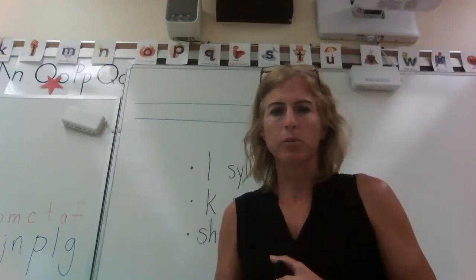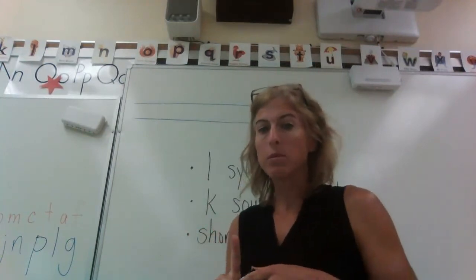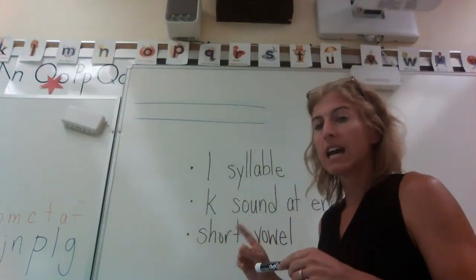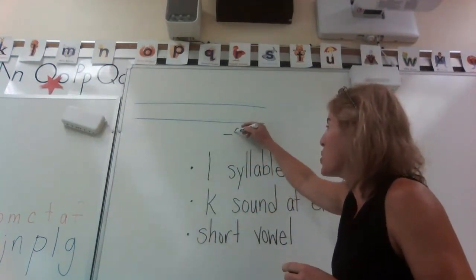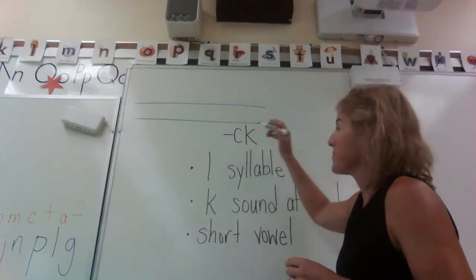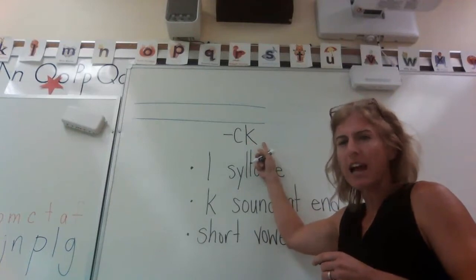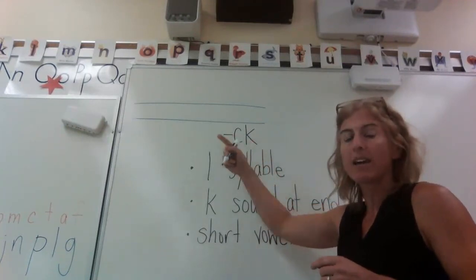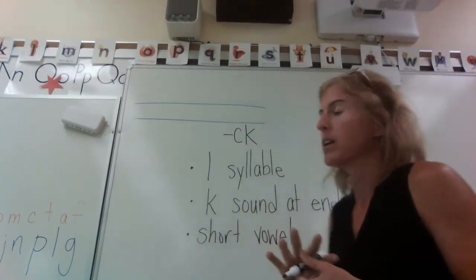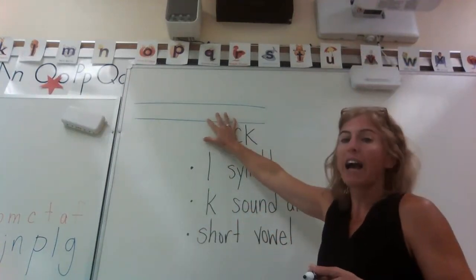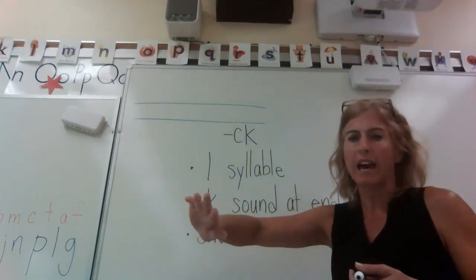Well, we know the rules. What letters are we using? When we have a one-syllable word that ends in a k sound and it is a short vowel sound, we are going to use these two letters. We are going to use C and K. Now you'll notice that I have a line in front of my CK, and that means it is actually at the end of the word that we're using it. So that line is showing you that I have letters in front here. I will never spell a word with CK at the beginning.